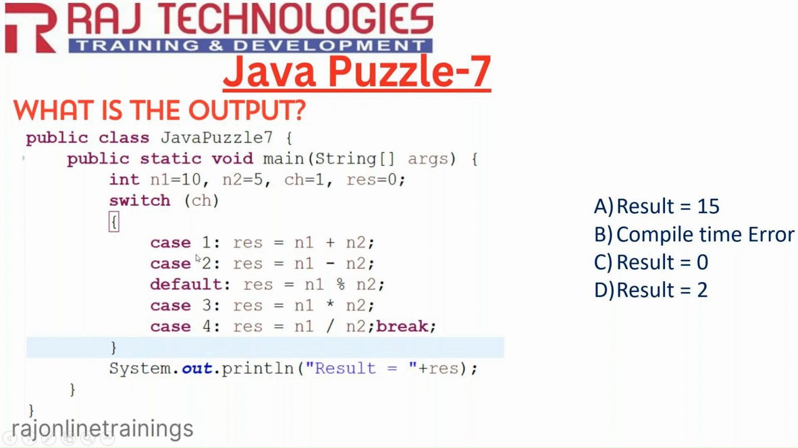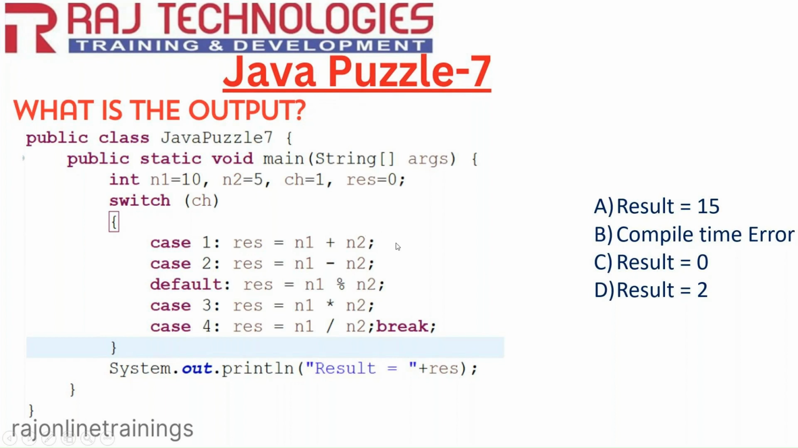Now if it is not the cases, some people will think that it will go to default, and the result value will take 10 mod 5, which is 0, since 10 is divisible by 5. Or since it's going with the default, or if the cases are not executing, it is going to take the result value as 0. So some people will go with the option result is 0. That is also not the correct answer.